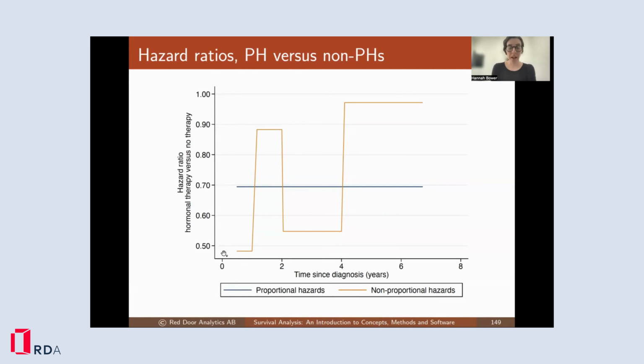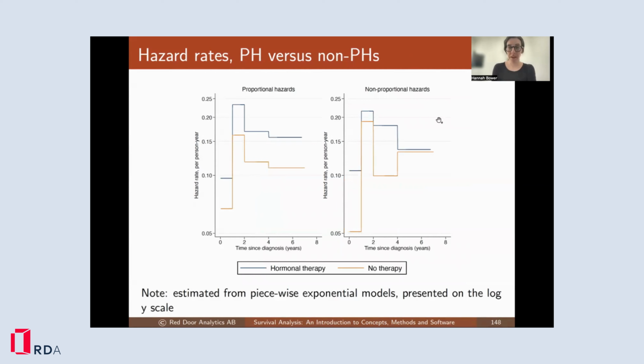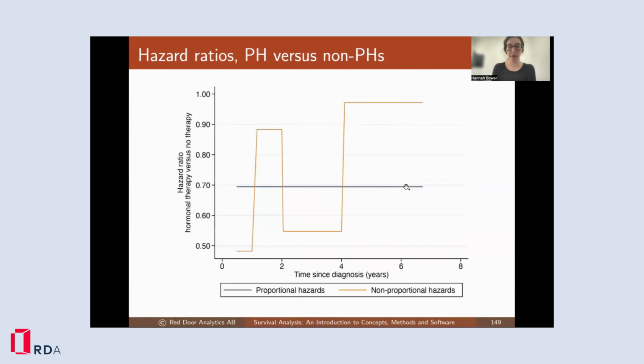But then when we allow for non-proportional hazards, as we did in the previous slide here, we then estimate the hazard ratio at each of these time points and plot this. This is what we do here. We can see that this hazard ratio jumps around, so it's allowed to vary across the time scale. This is essentially what we mean when we say, are we willing to make the proportional hazards assumption or not? Do we believe that the hazard ratio is constant across time for all of our covariates, or do we believe that it varies in some fashion?